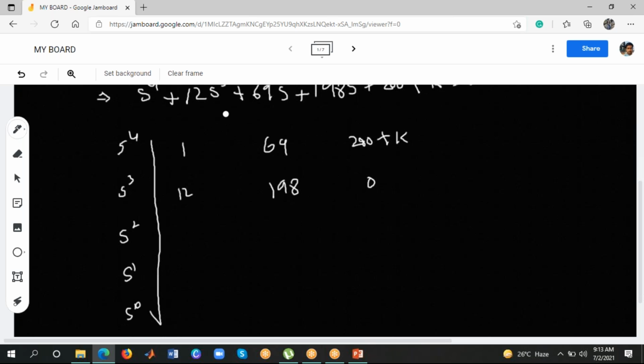Since the value is higher here, we divide by 12. Okay? If you divide by 12, then you will get 1 here, and what is 198 by 12?